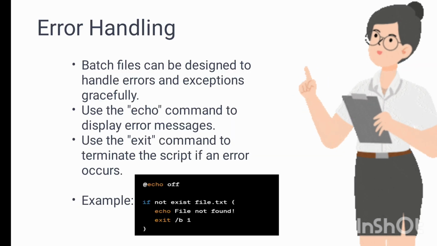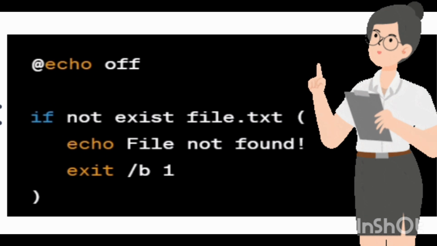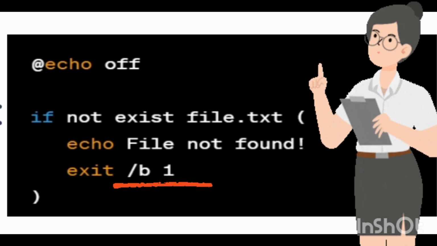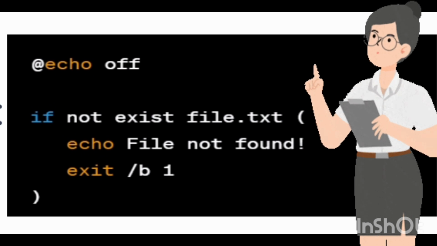Batch files can be designed to handle errors and exceptions gracefully. We can use the echo command to display error messages and the exit command to terminate the script if an error occurs. For example, let's consider the code @echo off and an if statement. Here we check if a file named file.txt exists. If it doesn't, we display the message file not found and use the exit 1 command to exit the script with an error code of 1. This error handling approach helps us identify and handle issues in our batch files.